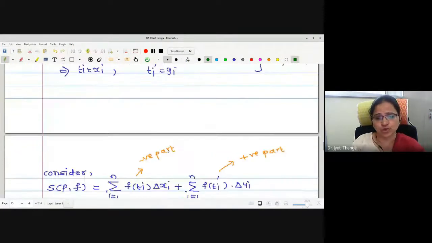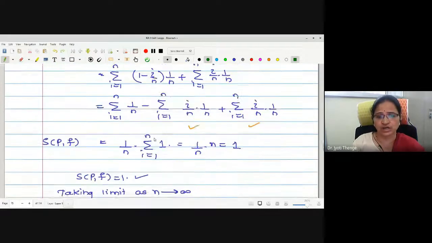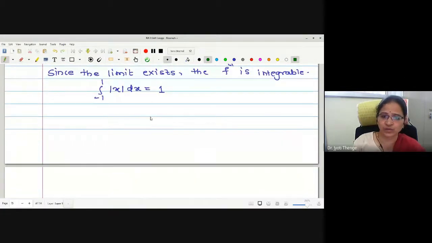And by doing so, we have solved it by the Riemann sum method. Riemann sum we have calculated. Later we have taken the limit and we have shown that this limit exists and hence the function is integrable and the value is 1.